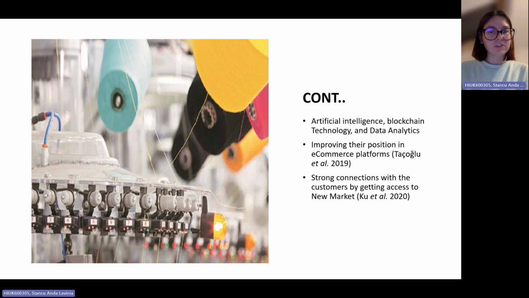By adopting advanced digital technologies such as artificial intelligence, blockchain technology, and data analytics, SMEs in the UK textile industry can significantly optimize their manufacturing process along with improving the transparency of the supply chain. Integrating digital technology can also help them improve their position on e-commerce platforms. By applying digital marketing strategies, they can establish a strong connection with customers by getting access to new markets and analyzing the latest trends and preferences of consumers.